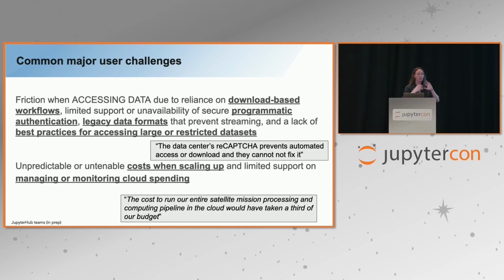Things like data centers implementing reCAPTCHA in accessing data prevent all of their users from being able to even automate download. We don't even talk about streaming. You can't automate downloads. You have to manually download into your local computer and then put it into the cloud. So data centers are a decade or two behind cloud computing for the most part, and we really need more advancements there.